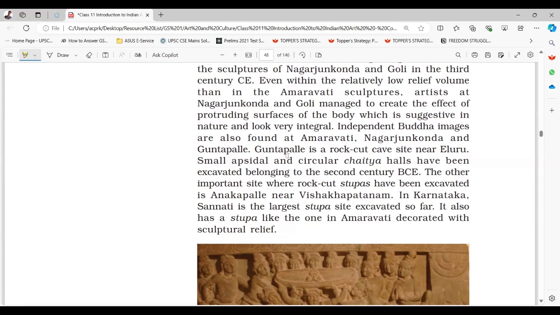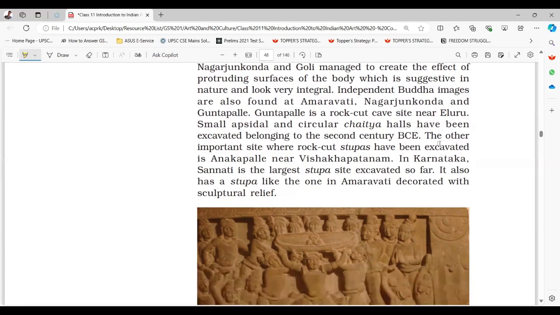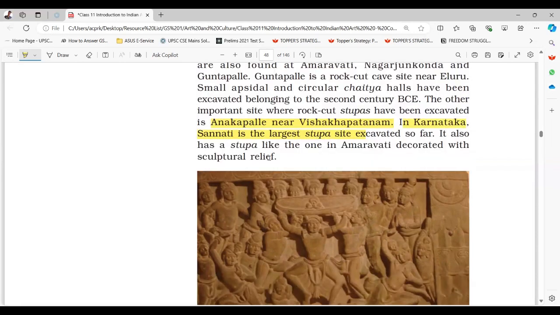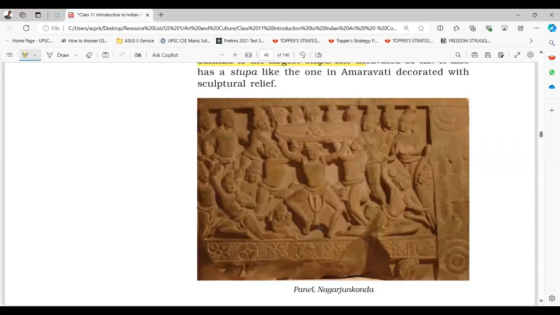Small apsidal and circular chaitya halls belonging to the 2nd century BCE have been excavated. The other important site where rock-cut stupas have been excavated is Anakapalli near Visakhapatnam. In Karnataka, Sannati is the largest stupa site excavated so far. It also has a stupa like the one in Amaravati decorated with sculptural relief. Here you can see the panel, Nagarjunakonda.